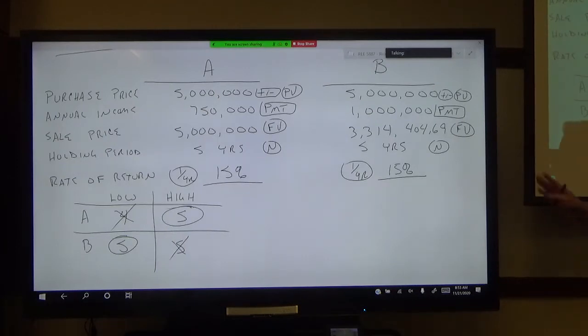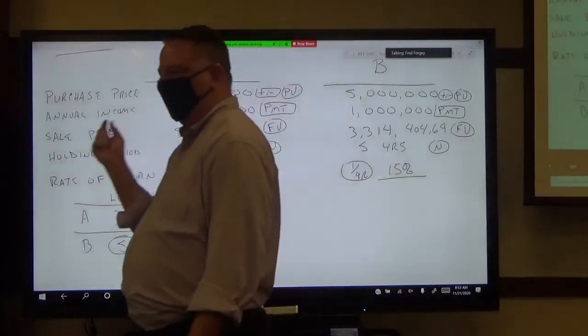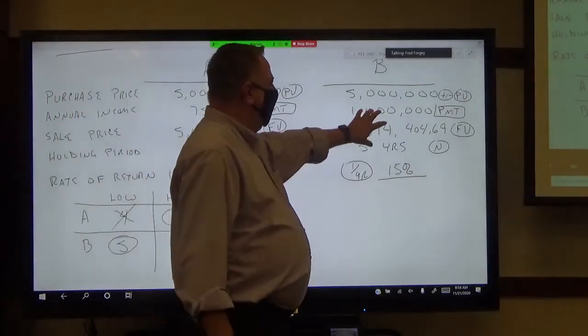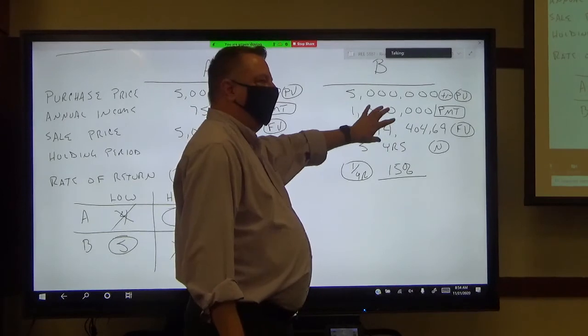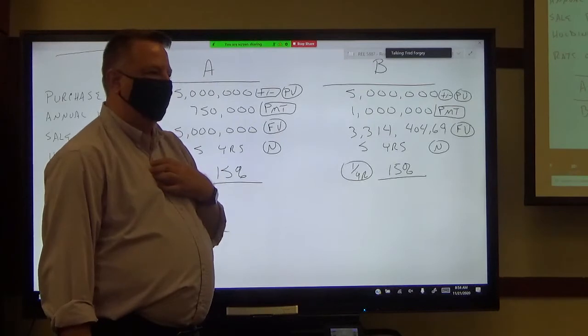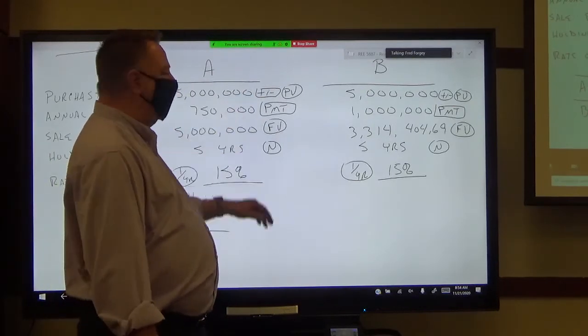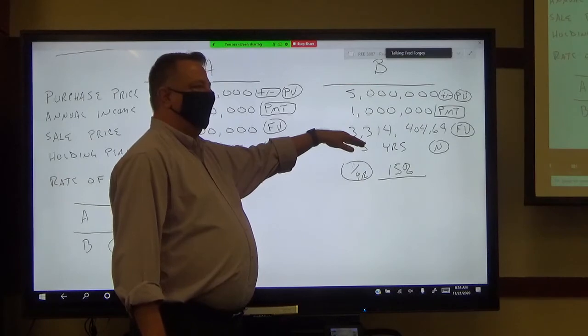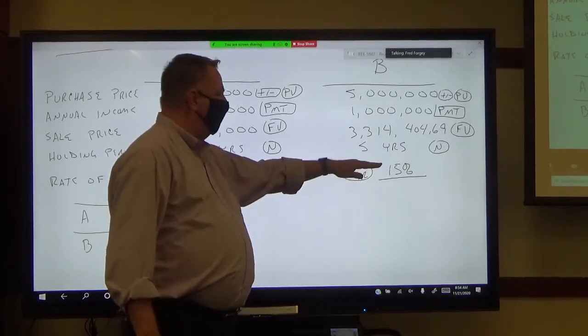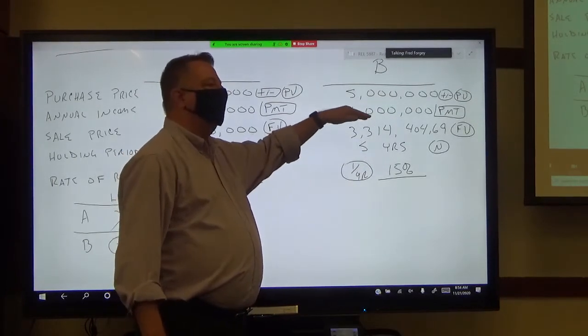So the point of this problem is to get you to start thinking correctly, and half of you are thinking correctly, the other half of you are not, because the reality is B would be the preferred deal. B has the lowest amount of risk, okay? We could care less in this particular scenario that it's selling for less 5 years from now. That's basically immaterial to us. What matters is our rate of return is good, but we're also getting our money quicker.